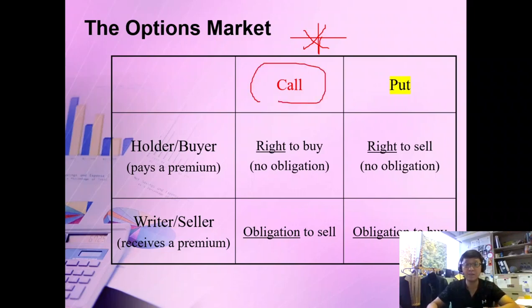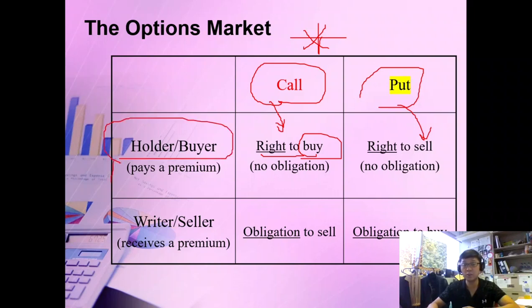So here we have a call, which means buy, the right to buy. Put means the right to sell. When it comes to a right, it means no obligation. And you have a holder, the buyer, but the holder will pay a premium, since I have the rights. So when you want rights, you have to pay a fee.